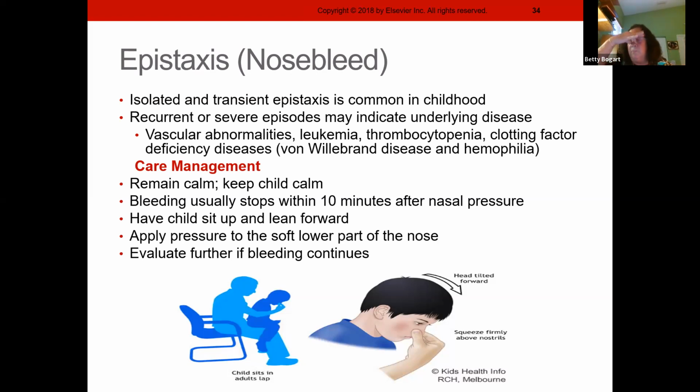Take your fingers and apply nasal pressure for 10 minutes, and you want this child to sit up and lean forward, so the blood comes out and they don't swallow it and vomit it, okay? And if it doesn't stop after 10 minutes, go to the emergency room.